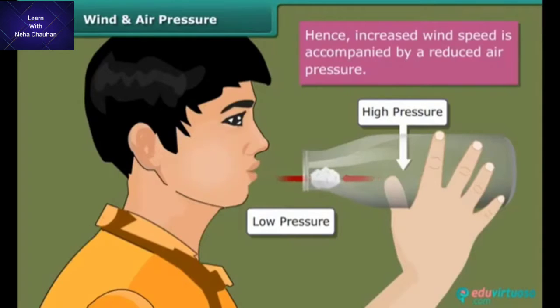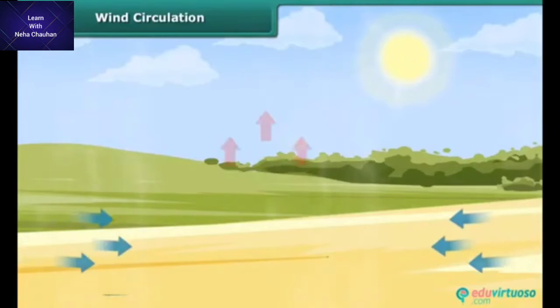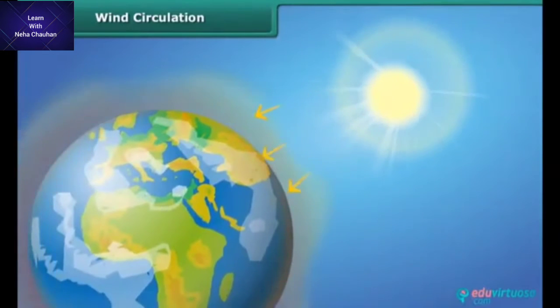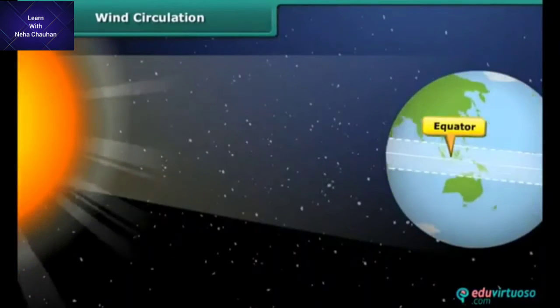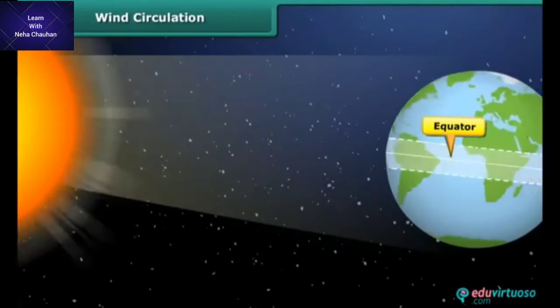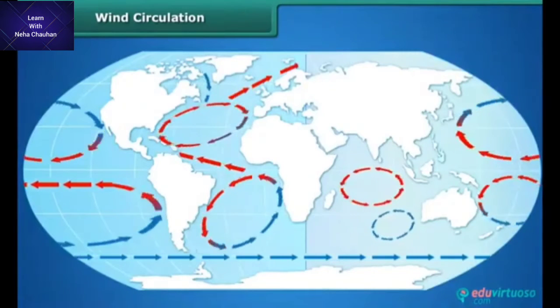Wind circulation. The warm air is light in weight, so it rises up. As a result, the air pressure of that area gets decreased and cold air rushes to fill that space. The sun rays heat the earth's surface. Equator is the region which receives maximum heat from the sun compared to the polar region. The air in these regions gets warm and rises up, and the colder air coming from the polar region rushes to fill the empty place. This is how wind circulation is set up.